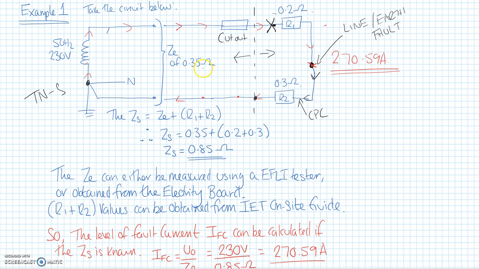Okay, so 0.35 is our ZE, our R1, R2 is 0.2, 0.3, that's what we're given, that's what we've measured, so our total impedance is 0.85 ohms. Now the ZE can either be measured directly using an earth fault loop impedance tester. It's a live test, so we need to be cautious how we do that. Or it can be obtained by inquiry from the electricity board, which is something I've never personally done.